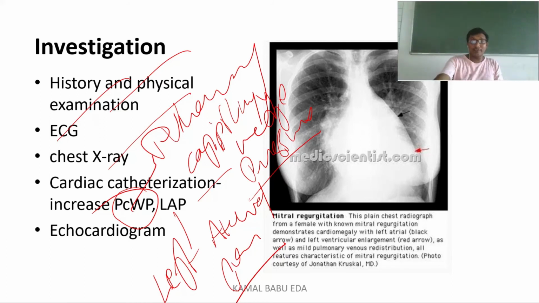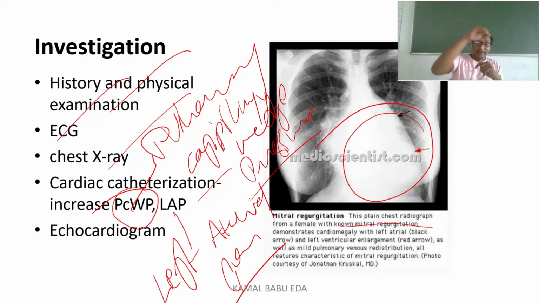If you see this chest x-ray, it is showing mitral regurgitation. Cardiomegaly is present. Cardiomegaly means nothing but increased heart size. Mainly here the left ventricle is dilated and the left atrium is dilated. Ultimately the pressure will be there in the right ventricle also, so automatically the right ventricle will also get dilated. So it will result in cardiomegaly, nothing but increased size of the heart. These are some of the investigations that you will perform mainly in mitral valve regurgitation.